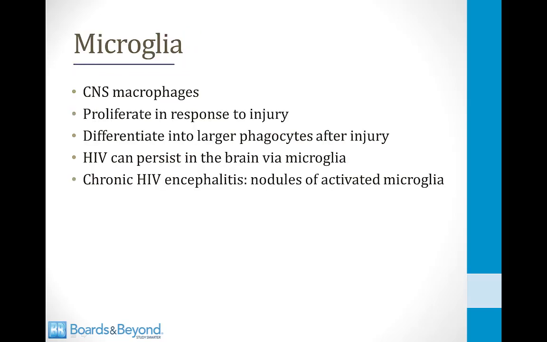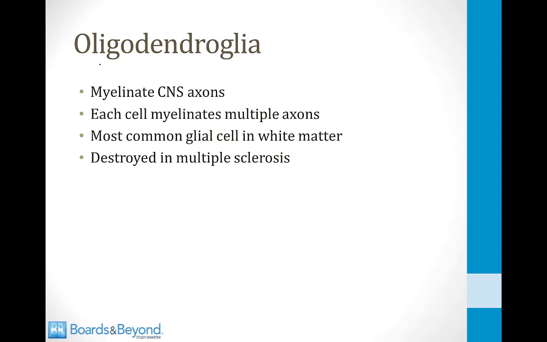Next, let's talk about the microglia. These are the central nervous system macrophages, and they proliferate in response to injury. They differentiate into bigger phagocytes that can go and clean up injured areas of the brain. A couple important things to know about this. HIV can persist in the brain by hiding inside a microglia. And patients who get something called chronic HIV encephalitis will have nodules of activated microglia on pathology. Next, let's talk about the oligodendroglia, also called oligodendrocytes.